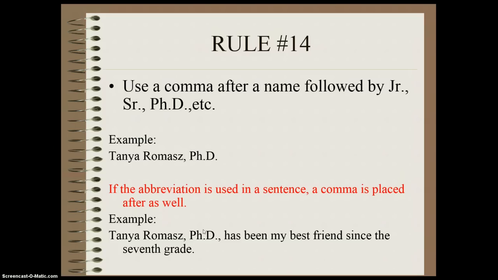And last but not least, we have abbreviations. Okay, if you have a name followed by an abbreviation like senior, junior, PhD, MD, whatever, you want to put commas around the abbreviation. So Tanya Romaz, comma, PhD, comma, has been my best friend since the 7th grade. Okay, so yes, PhD is not necessary in the sentence, so you surround it with commas. And that is it. Okay, no more comma rules.